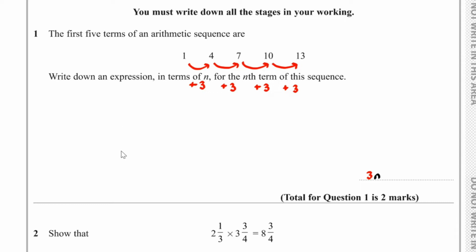And to find the 0th term, we have to perform the inverse operation of plus 3, which is subtract 3. 1 subtract 3 is negative 2. So the nth term is 3n minus 2.